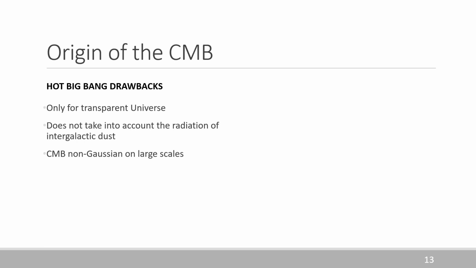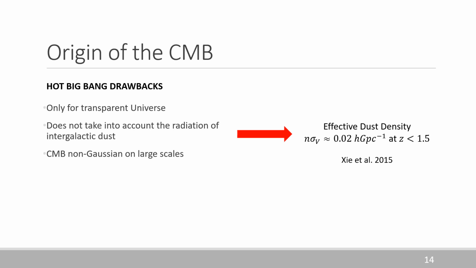Now, why is this paper examining this different theory for the origin of the CMB? At this point, the CMB is even seen as supporting evidence for the hot Big Bang theory, but as this paper points out, there are still some drawbacks or unanswered questions to the hot Big Bang theory. For one, it only applies for transparent universes. The hot Big Bang theory does not take into account the radiation of intergalactic dust, which we know is there. There is dust between galaxies.